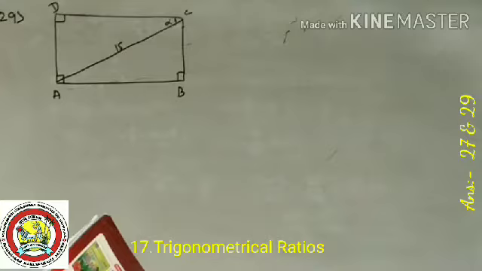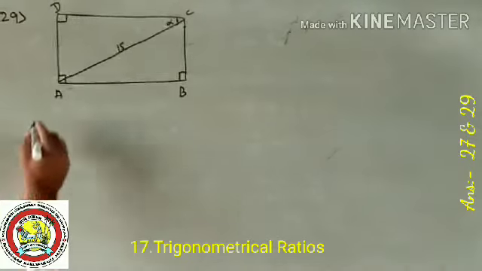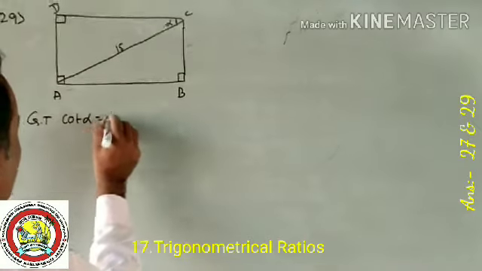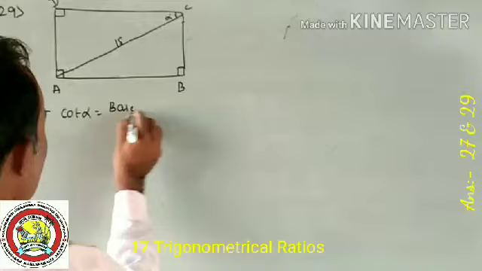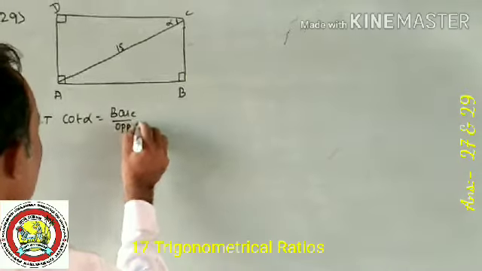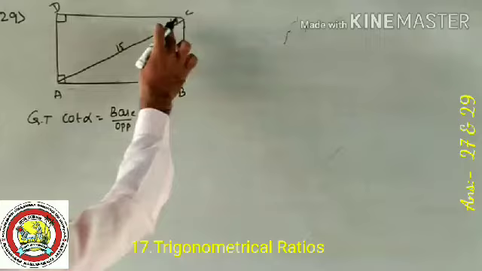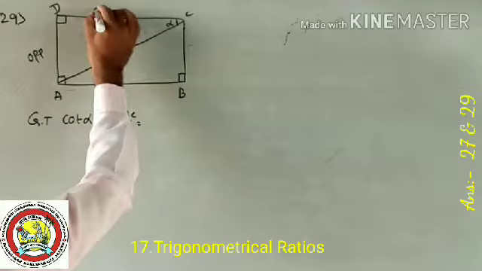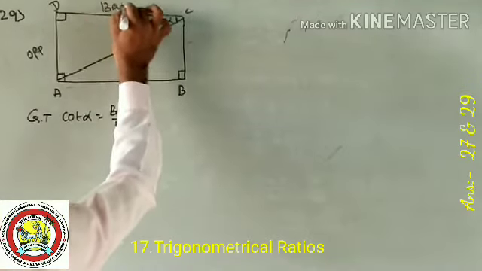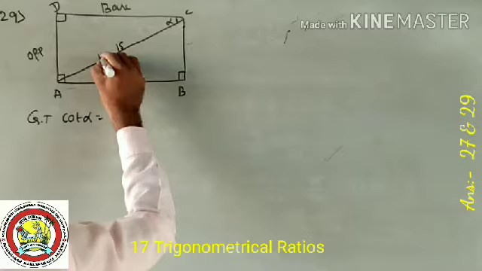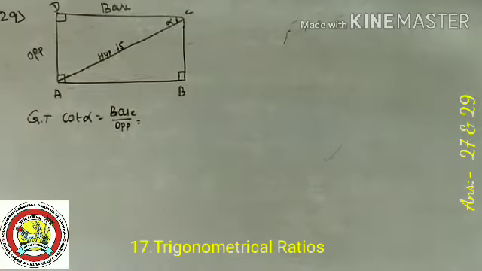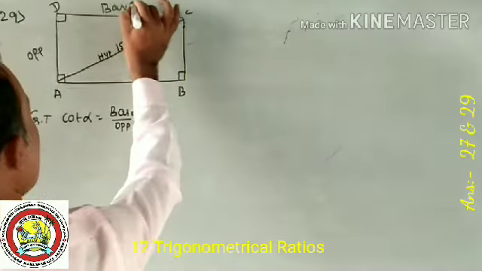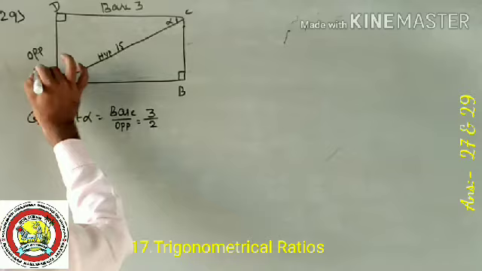Thus AC is equal to 15. Given that cot alpha, cot is the ratio of base divided by opposite. Thus in right angle triangle ADC, they given C is alpha, so this is opposite. What about this one? Base. What about this one? Hypotenuse. So what they given here? 3 by 2. So this is 3 and this is 2.